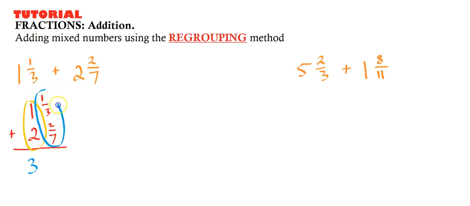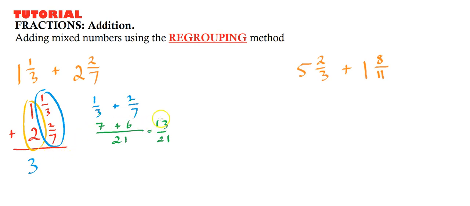Then we're going to take our fractional parts and deal with those separately. So we have a third, and we're going to add 2/7. Let's have a look at this particular problem. A good way to do this would be to convert to 21sts. So 7 times 1 is 7, 3 times 2 is 6, and we're adding those two together. So we're going to get 13/21.